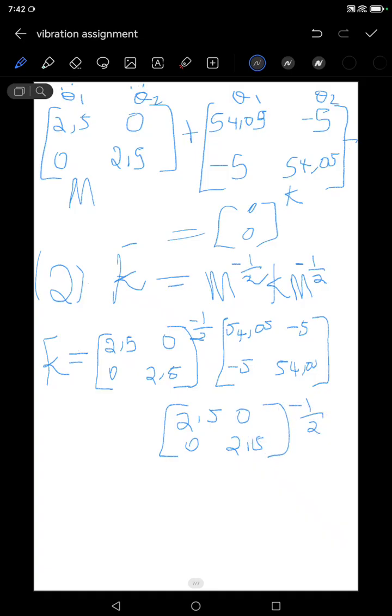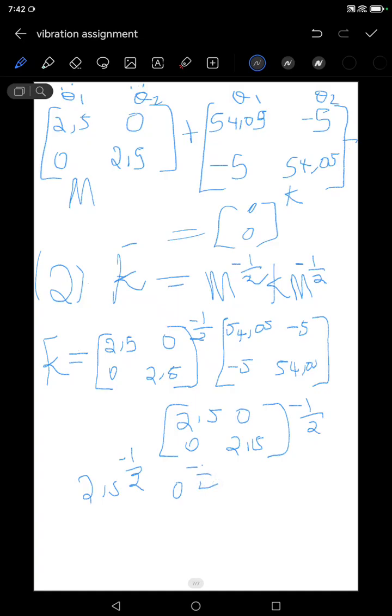So here we're going to determine this value, the K bar. We're going to have 2.5 to the power of -1/2, and then 0 to the power of -1/2, and then we get the answers.